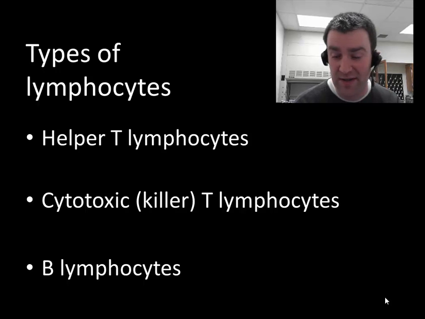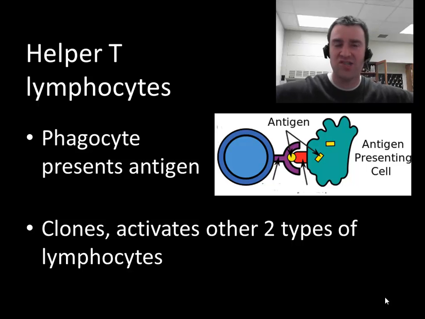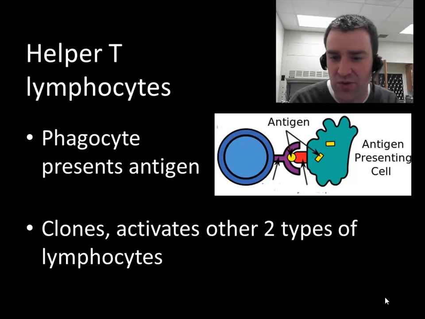You really do need to be able to tell me what each one of these guys are doing. Helper T lymphocytes might receive the antigen because they're presented the antigen and what it looks like by a phagocyte that previously swallowed it and destroyed it, and there are special types of phagocytes. I'm not going to go into specifics about which types of phagocytes do this, but there are certain types of phagocytes that display the antigens of the pathogen they just destroyed.